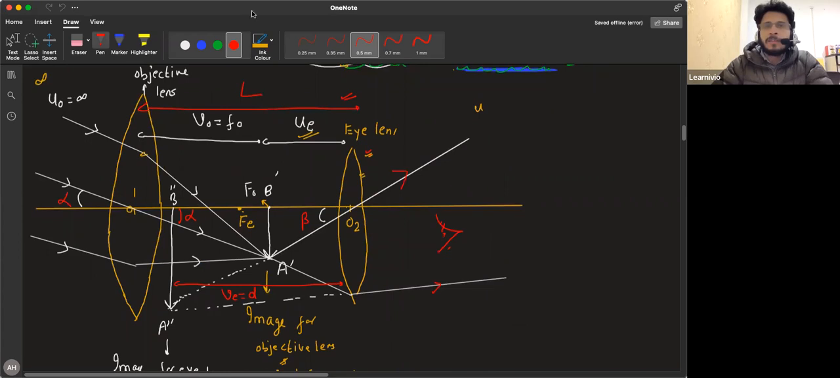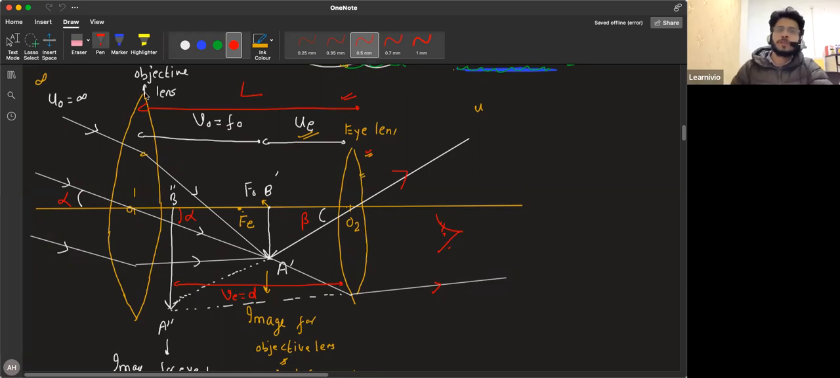Where do parallel rays converge, Akshita? Anshika, sorry. Anshika, where do parallel rays converge? Alia, where do parallel rays converge? Yeah, at the focus. Huh? So parallel rays converge at the focus.